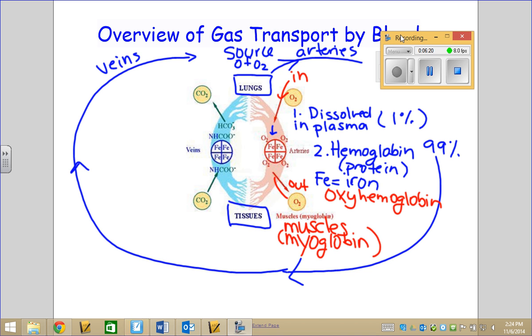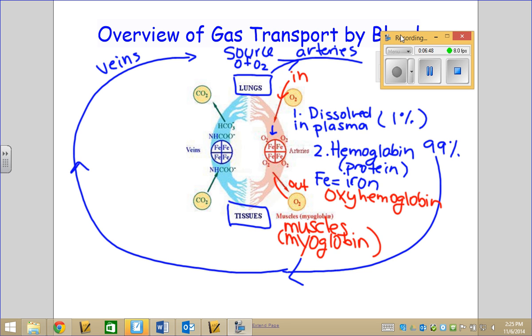When we did this section on muscles, you might recall that there are 2 types of muscles, and one of the differences between the 2 types of muscles was how much myoglobin it had. Myoglobin is your muscle's protein that holds oxygen, and so your slow twitch muscle fibers had lots of this. Your fast twitch muscle fibers had very little of this.